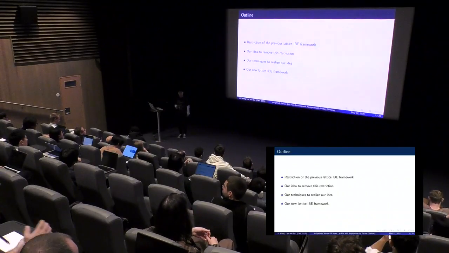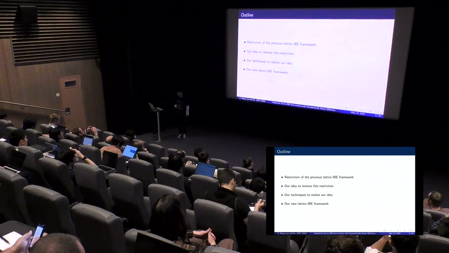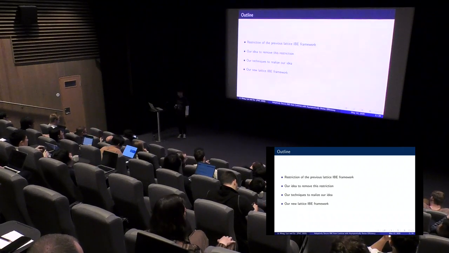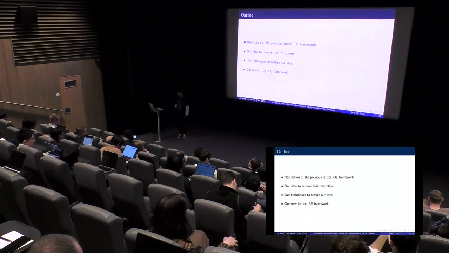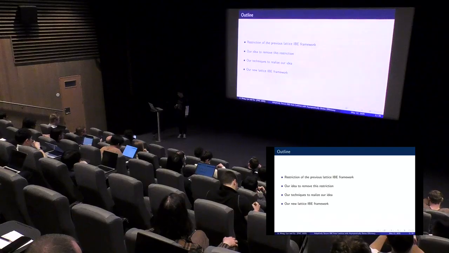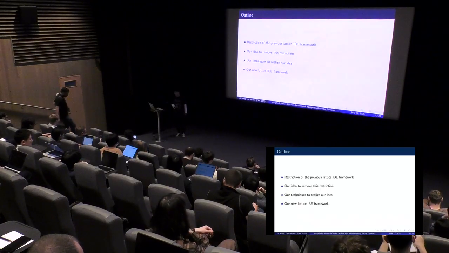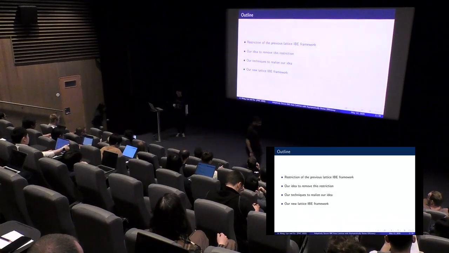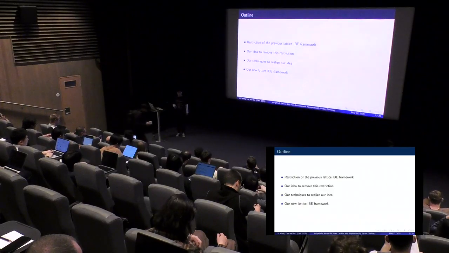First, I will recall some previous lattice IBE schemes and point out their common restriction. Then I will show our idea to remove this restriction. Next, I will propose our two novel techniques to realize our idea. And finally, I will propose our new lattice IBE framework and apply it to some previous IBE constructions and show our improvement.